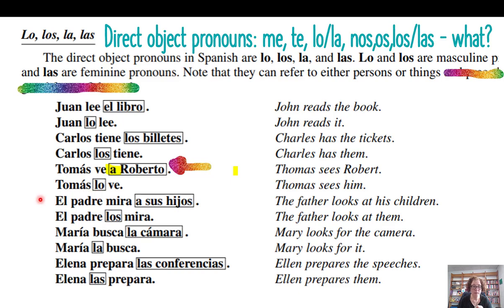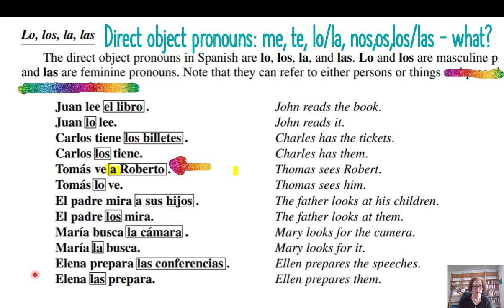The same for the next one, because we have people as well. El padre mira a sus hijos. El padre los mira, but here we have the a, so the father looks at his children. Okay. María busca la cámara, María la busca. Elena prepara las conferencias, Elena las prepara.